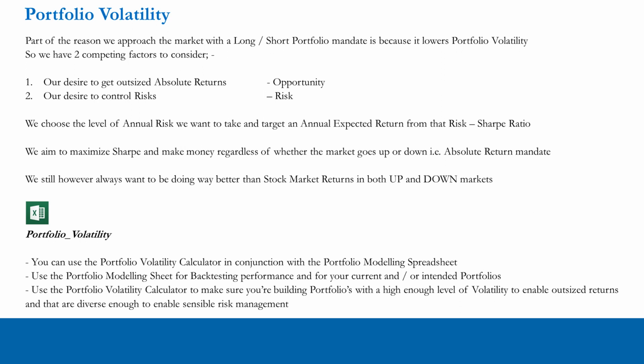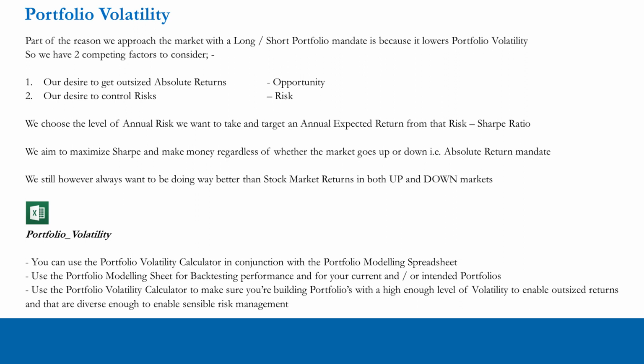So we choose the level of annual risk that we want to take, and we target an annual expected return from that risk. And this gives us our target for our Sharpe ratio, which, when it's reported at the end of the year, is your annual return divided by the annual standard deviation of your portfolio. So divided by the volatility of your portfolio. And this, of course, is all in the context of our mandate.